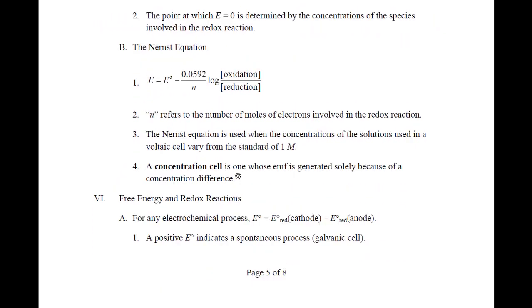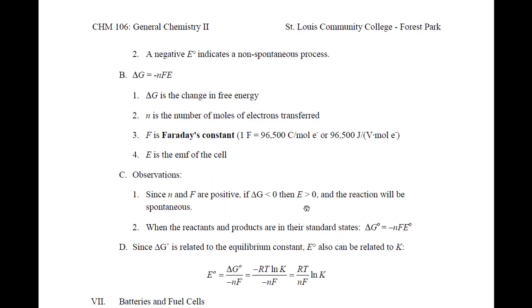And so let's talk about thermodynamics again. So free energy, Gibbs free energy that you learned about in the previous chapter on thermodynamics, and redox equations. So for any electrochemical process, this whole process here, a positive E0 indicates a spontaneous process, which we like, right? And a negative E0 indicates a non-spontaneous process. That means work has to be put in order to get it to go.